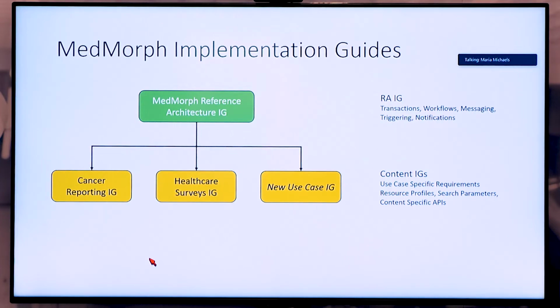So for example, chronic hepatitis C surveillance is using the electronic initial case report implementation guide for content and the reference architecture implementation guide for data exchange.